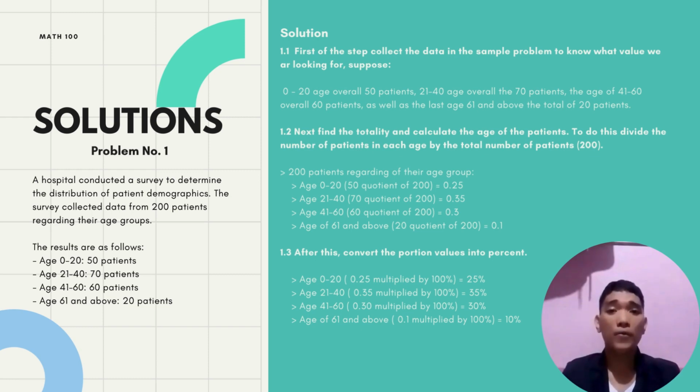The age of 21 to 40, 70 quotient of 200 equals 0.35. The age of 41 to 60, 60 quotient of 200 equals 0.3. And age of 61 and above, 20 quotient of 200 equals 0.1.